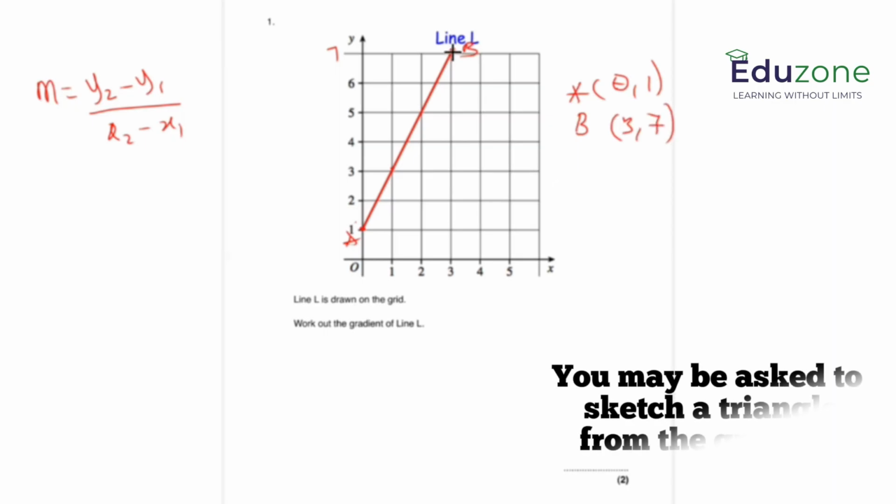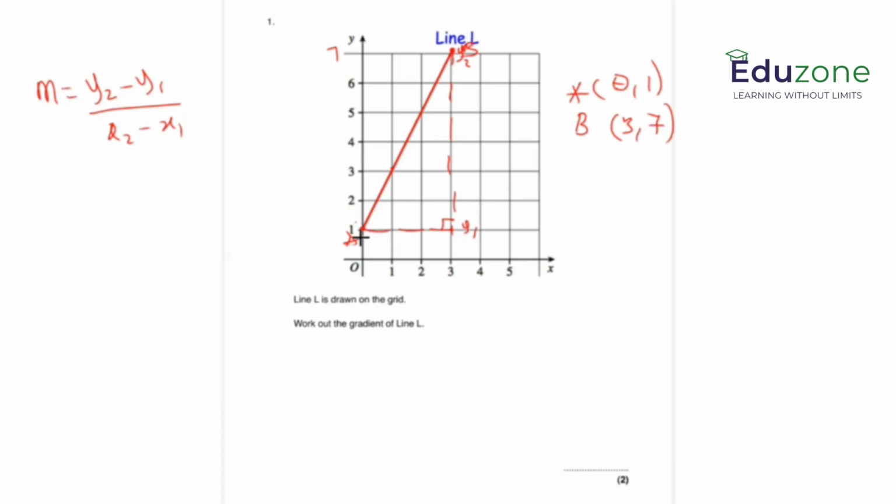Sometimes, if you want to find gradient, you have to draw it in the form of a right angle triangle. That means you sketch this down, and you sketch this to meet it. You know it forms a right angle. So this is your y2, this is y1, this is x1, and this is x2. If you say y2 minus y1, you are getting the difference here, that means the distance here. And if you say x2 minus x1, you are getting the distance here. If you check from 0 to 3, the distance there is 3. And from 1 to 7, the distance here is 6. We can get our gradient, 6 divided by 3, that's 2.